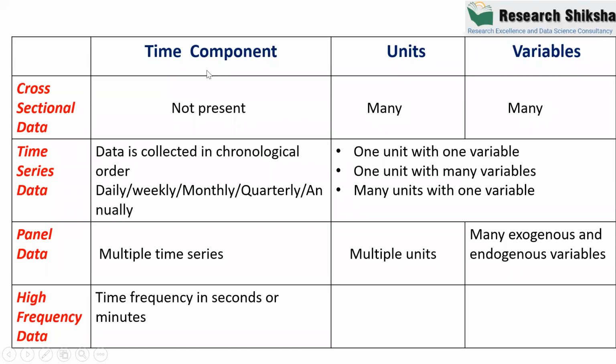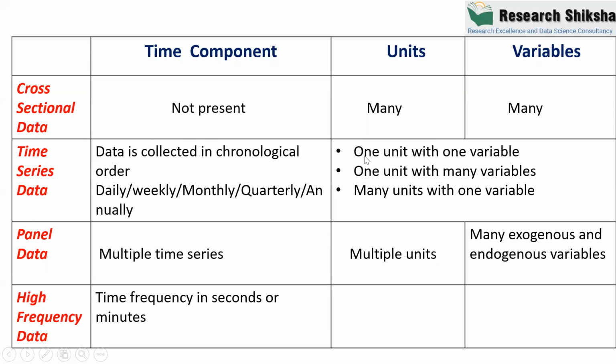In time series data, the time component is one of the most important components. If you collect the data in chronological order, the data may be daily, weekly, monthly, quarterly, annually. So this feature is there in time series data, that the data is collected in chronological order. And if we talk about the units or variables, any one feature may be there. Both features cannot be there in time series.